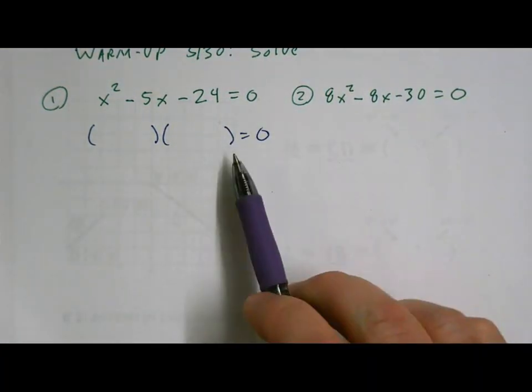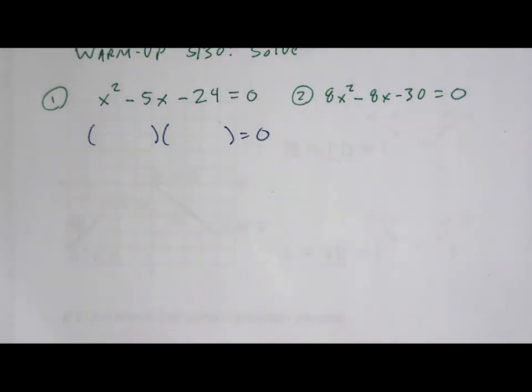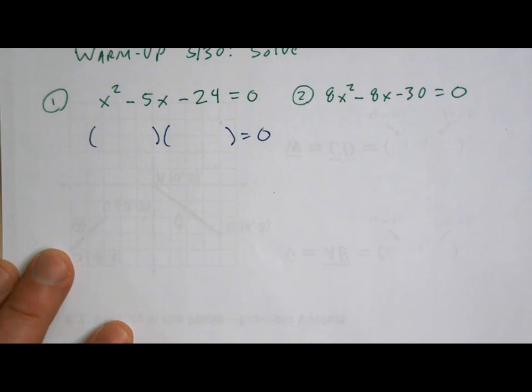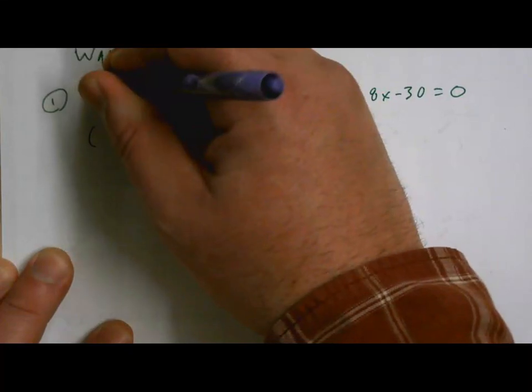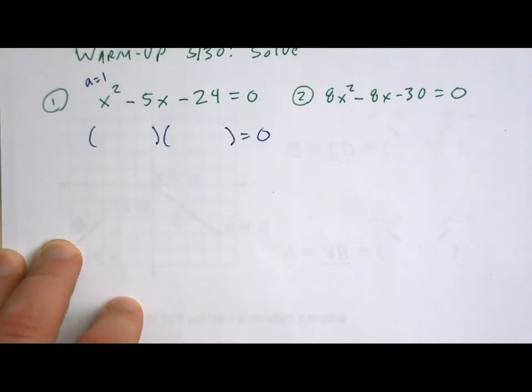I'm going to turn it into something that looks like this. And in order to do that, I need to do the x in the box. Actually, do I need to do the box for this one? We don't. We can get away with just the x. The reason is because why? Because a is 1. And when a is 1, we don't need to do the box.